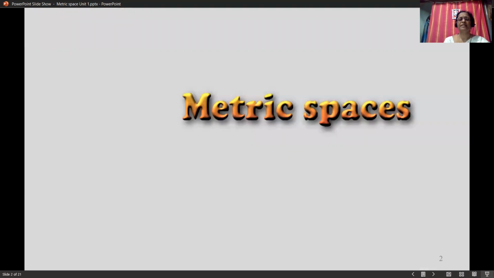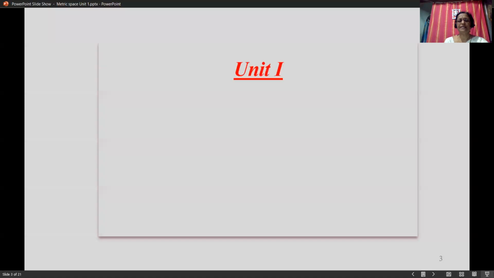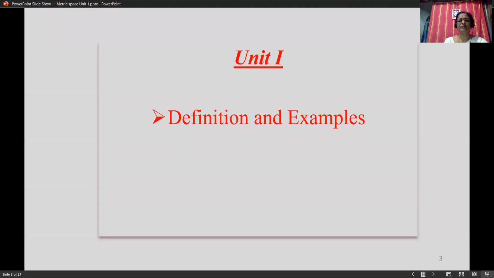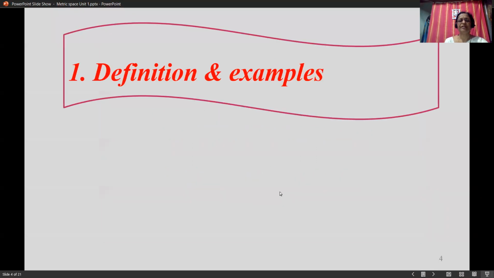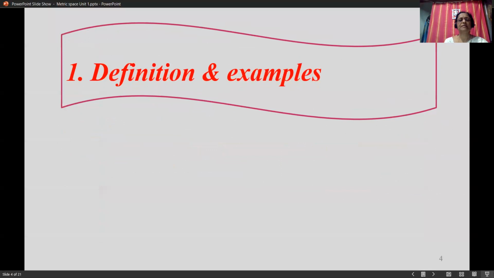Today, let us consider metric spaces. A metric space consists of 3 units, and today we are going to consider the first unit, which consists of definition and examples, open and closed sets. Definition and examples.